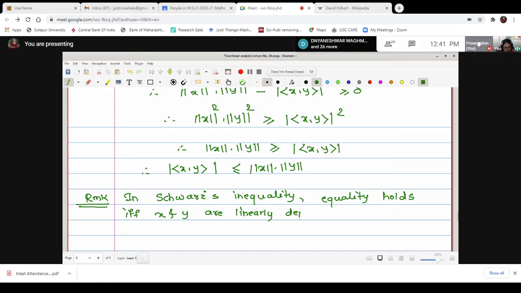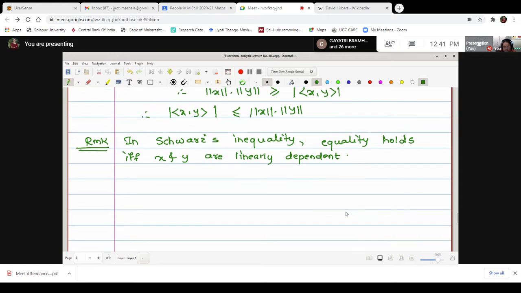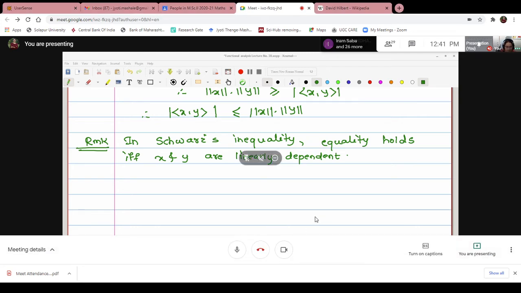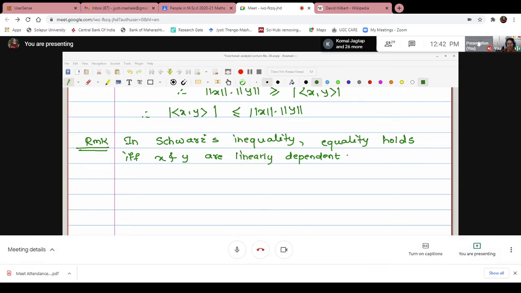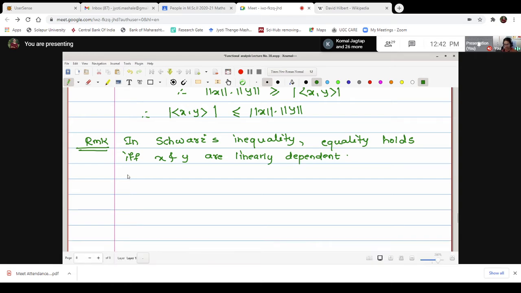Can anyone tell me what is the meaning of linearly dependent? When we say two vectors are linearly dependent, one of the vectors can be written as a scalar multiple of the other. Right. That is, one of them is a scalar multiple of the other. Okay, we can just check.